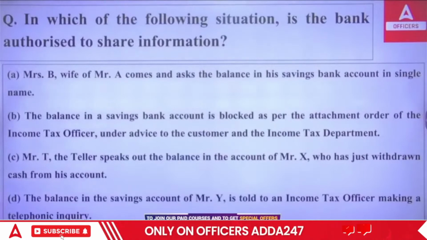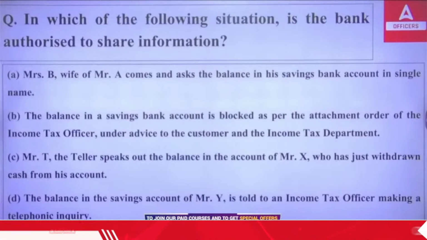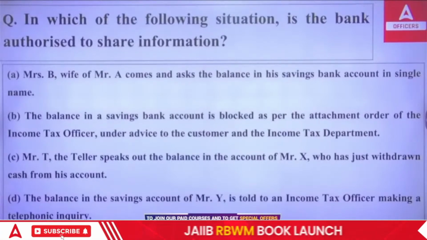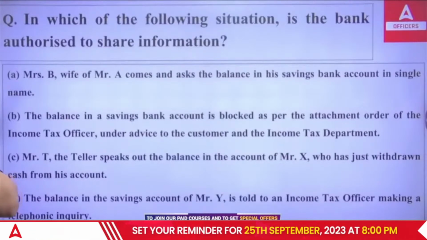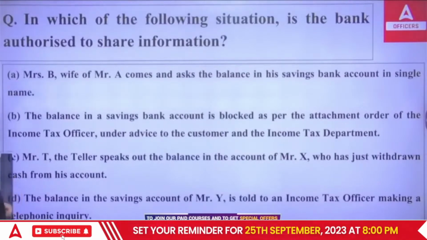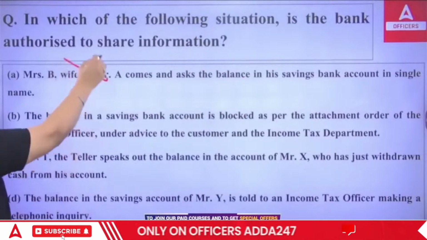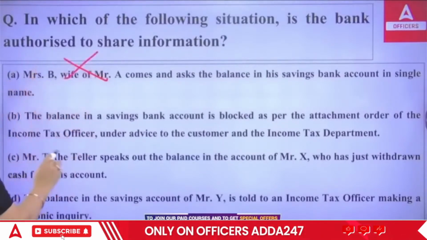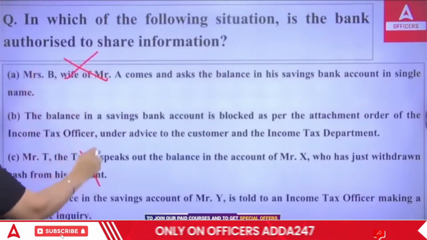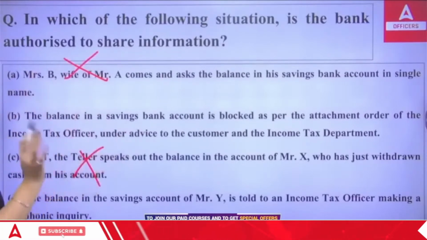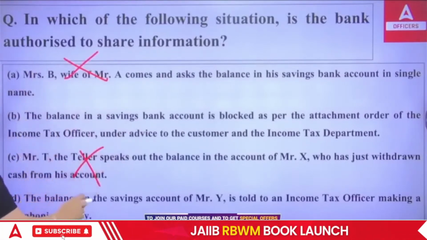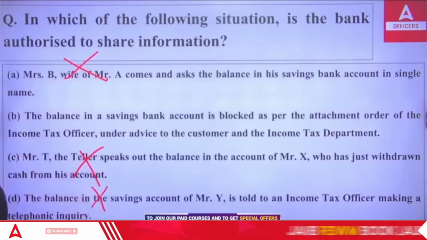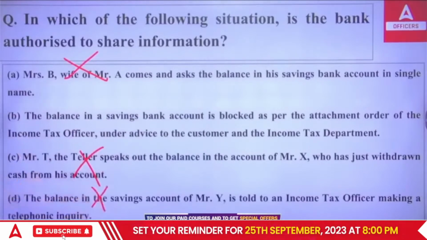A, B, C or D? Which of the following is correct? So in case a wife asks about the balance in the husband's account, it is not allowed. In case of Mr. T, the teller speaks out the balance in the account of Mr. X, not allowed. The balance in the savings account of Mr. Y is told to an income tax officer making a telephonic inquiry.